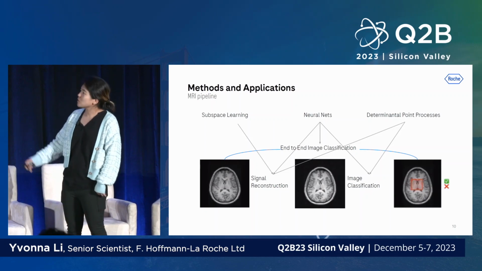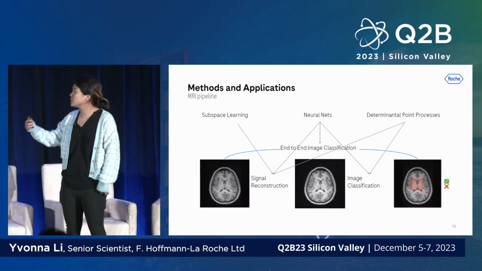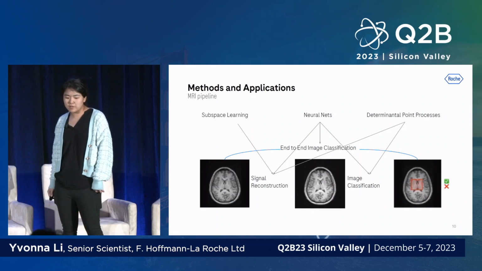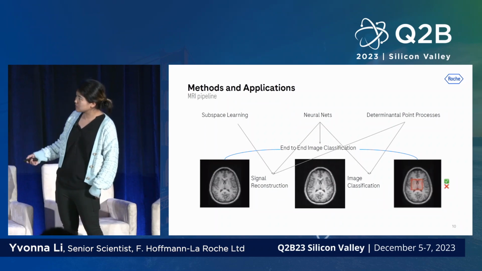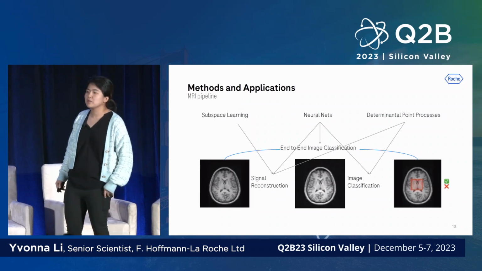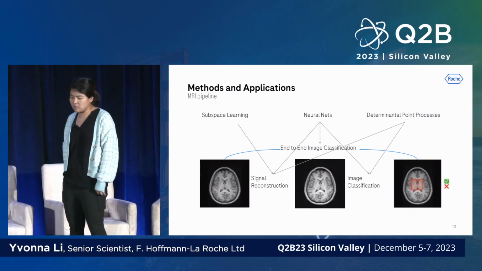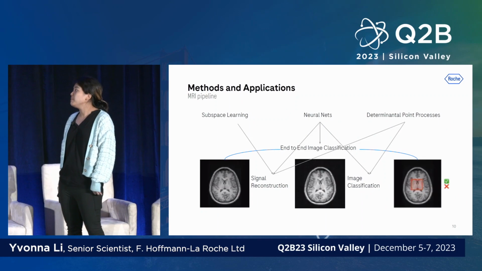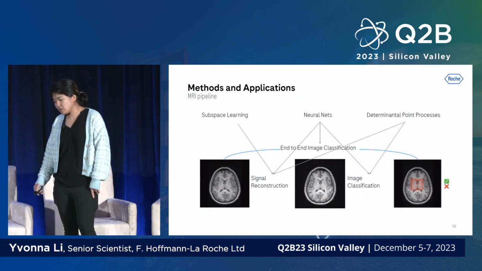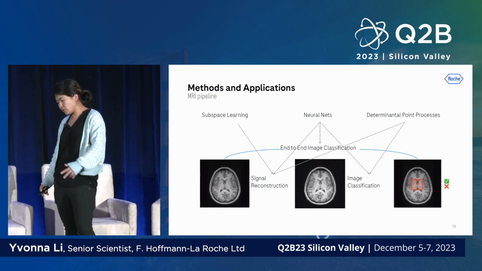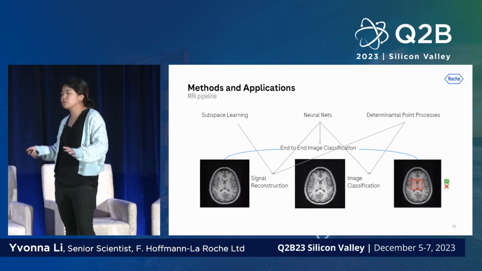On the top, you can see that we try to map the different classes of algorithm and how they can be applied to each step of the process. No surprise, deep learning can be applied to both parts of the process as well as to the end-to-end image classification problem, while the other two approaches, we're looking to apply to the two separate parts of the process.